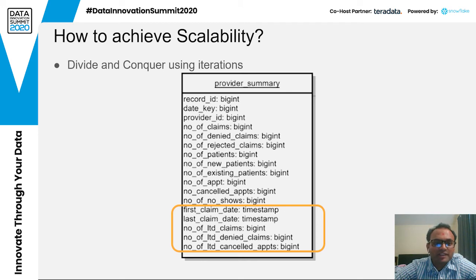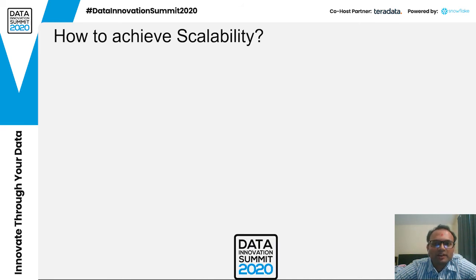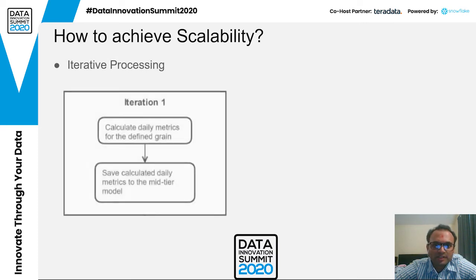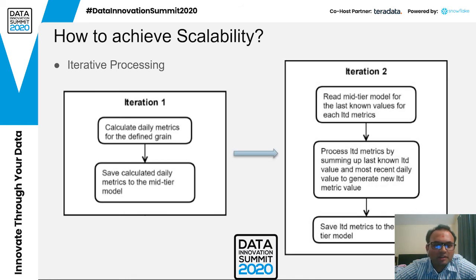And processing them in iterations can reduce the processing time significantly. We can solve it using iterative processing. In the first iteration, we can calculate daily metrics from multiple sources and store it in a model. In the second iteration, we can read the daily metrics as well as the last known values for LTD metrics, and we can calculate the new LTD values for that specific day.